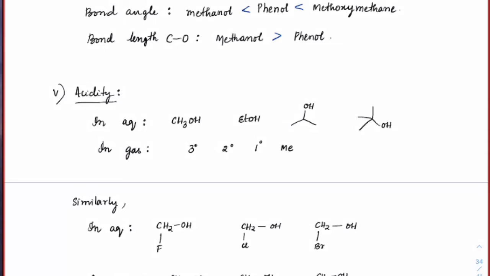Now see acidity. If you check the acidity of alcohols in aqueous medium, it is usually found that methanol is more acidic than ethanol than this, because of the conjugate base being more solvated, which means CH3O minus will get more solvated as compared to C2H5O minus, as compared to that of this, and so on. They will get more solvated. I hope all of you understand in this language. Every student should know these terminologies.